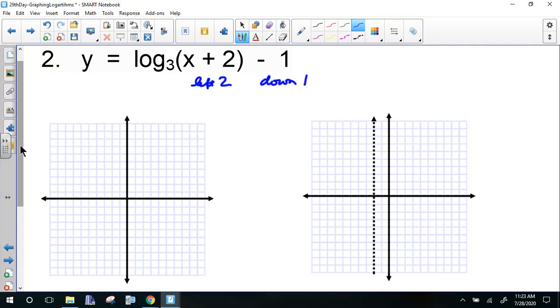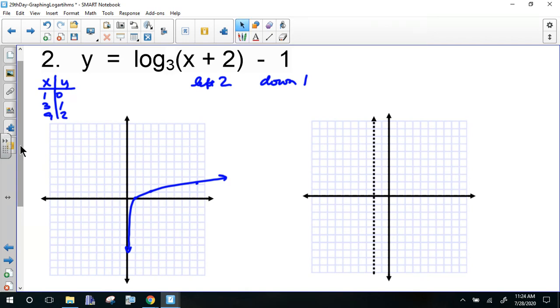So if I graph my log base 3 from the previous graph, I had points at (1, 0), (3, 1), and (9, 2). So this was my graph of log base 3 of x. And I want to shift that graph left 2 and down 1. So every point is going to go left 2 and down 1.